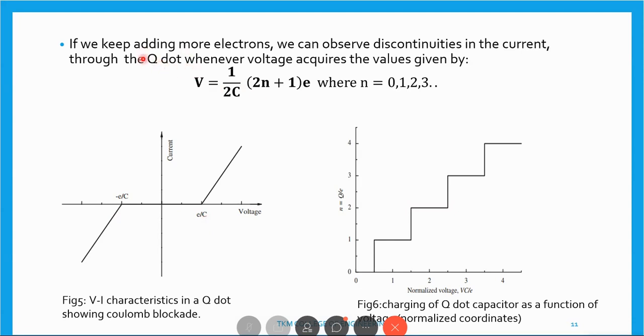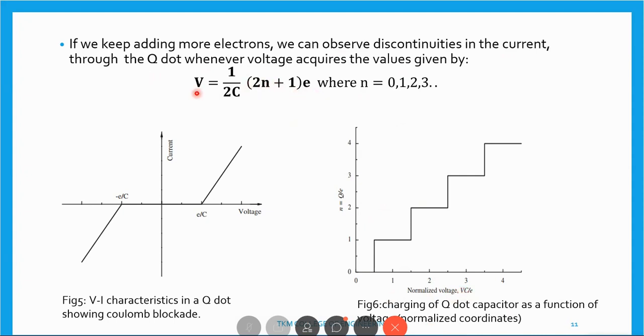Now, what if we keep on adding more electrons? We can observe discontinuities in the current through the quantum dot when the voltage acquires a value given by V is equal to 1 by 2C (2n plus 1) times e, where n can take values 0, 1, 2, 3, etc. To understand this, let's take the second graph, figure 6, which is showing the charging of the quantum dot capacitor as a function of voltage. It is normalized. The charge is normalized and the voltage is also normalized.